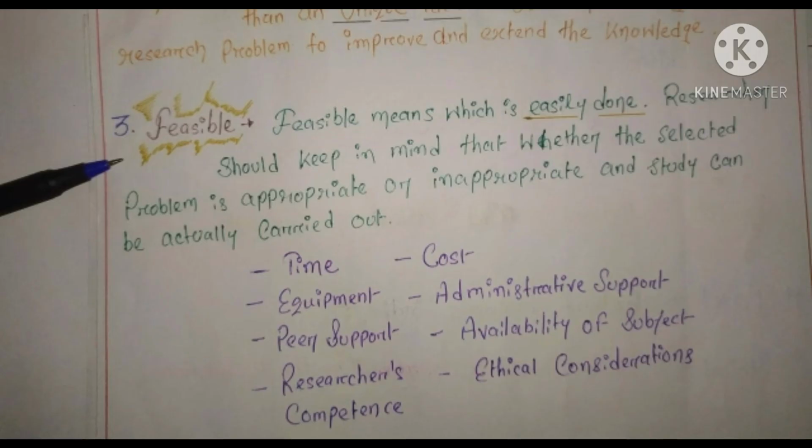The feasible, third one. Feasible means which is easily done. Researchers should keep in mind whether the selected problem is appropriate or inappropriate, and the study can actually be carried out or not. Okay, so feasible, of course, we will not start something which will be impossible or hard to complete. So choose wisely. So before carrying out, keep a few points in mind.